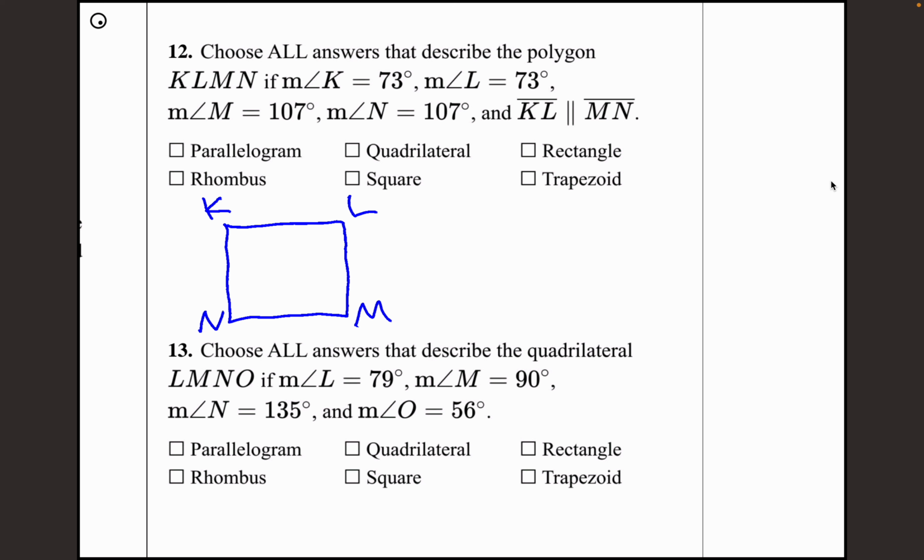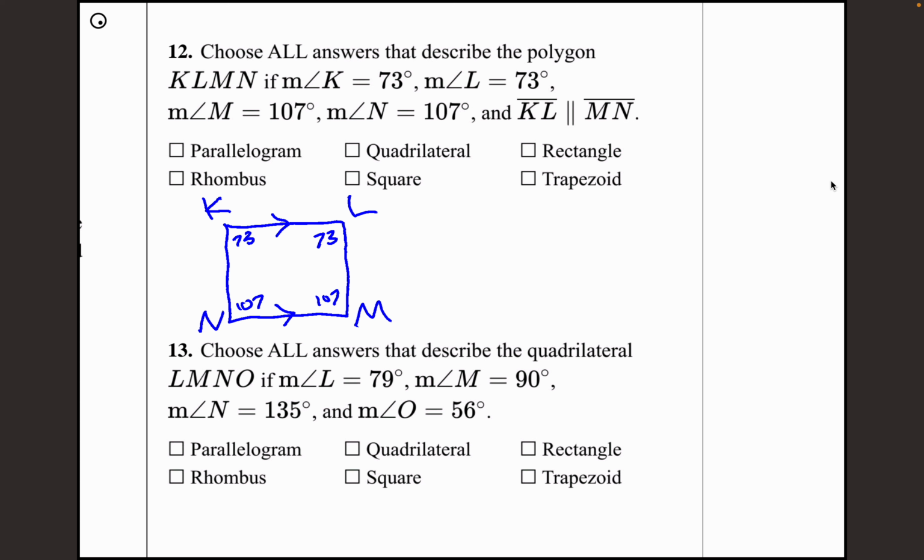All right, since we're talking, it sounds like we're done. Okay. Now, I drew number 12. I'm going to just go ahead and put my angles as well. So I have 73 here, 73 here, 107 and 107. Now, it also tells me that KL is parallel to MN.